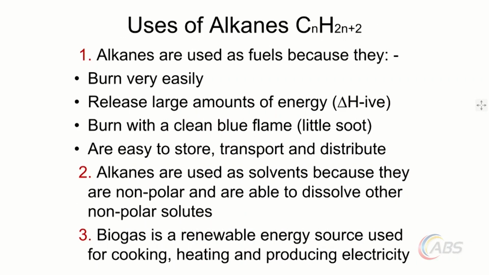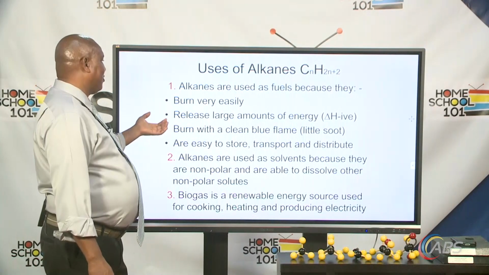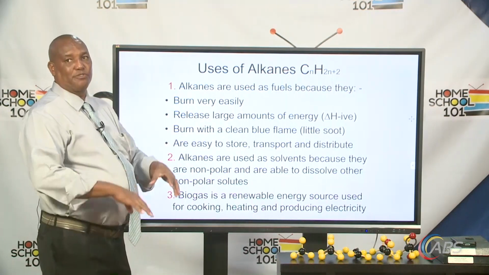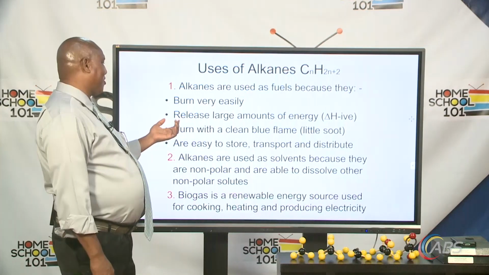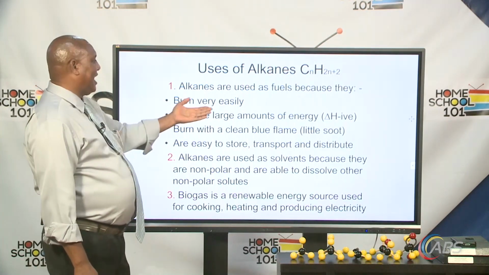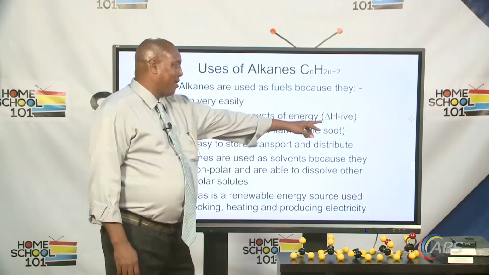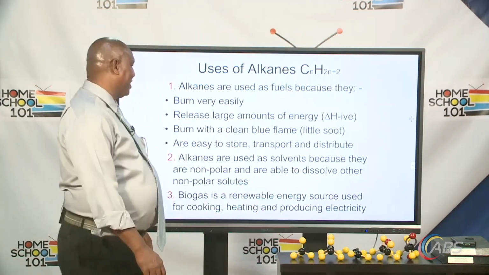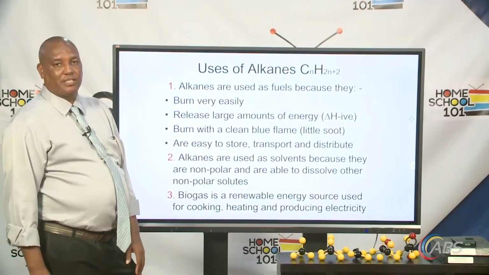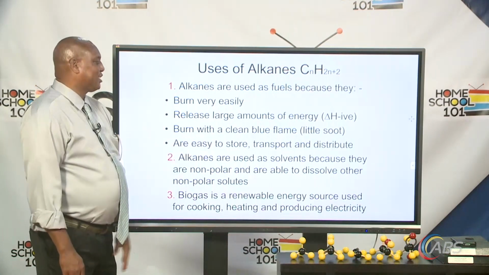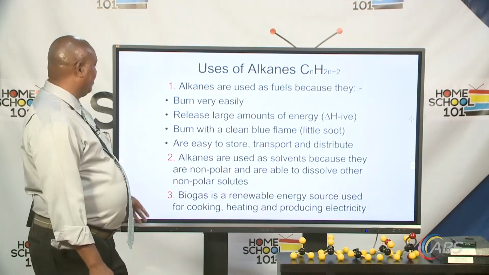Now how do we use alkanes? The uses of alkanes: they're used as fuels because they burn very easily, and as pointed out before, they not only burn very easily, but they also release a lot of energy, a lot of heat. So they're exothermic, and that is why our delta H here is negative. They burn with a clean blue flame, so very little soot. They're easy to store, transport and distribute.